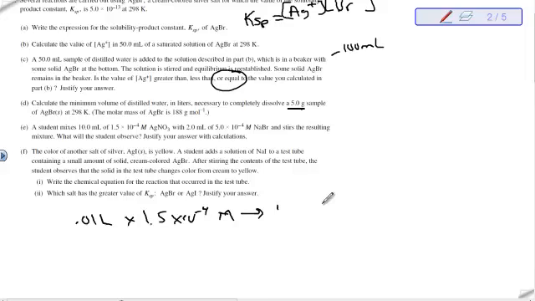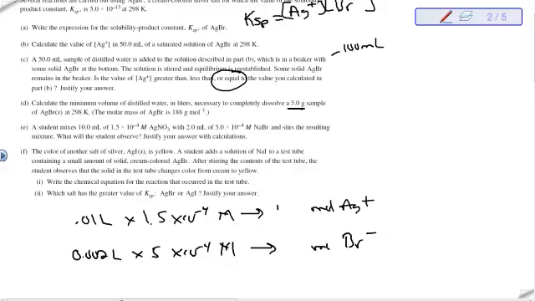will give me the moles of silver ions. I'll do 0.002 liters times 5 times 10 to the negative fourth molar. This is for the bromide. And then once I have those numbers, I would divide them by the total volume, which is 12 mL, or 0.012 liters, which would give me the molarity of each, which would be substituted into the KSP expression.